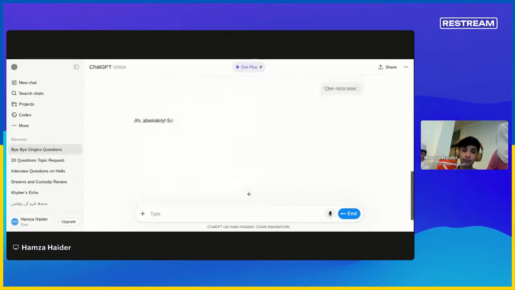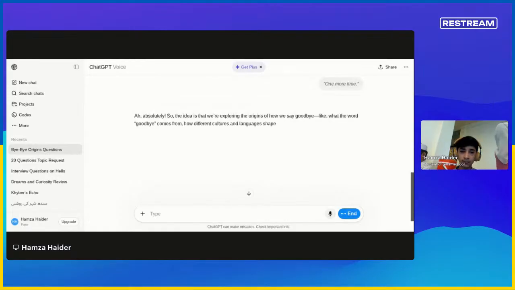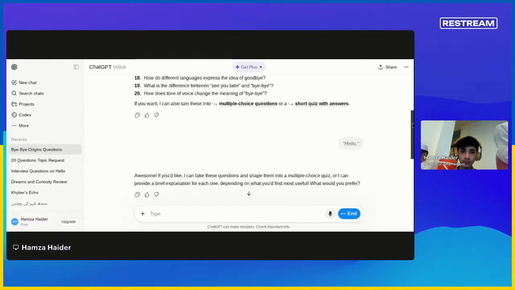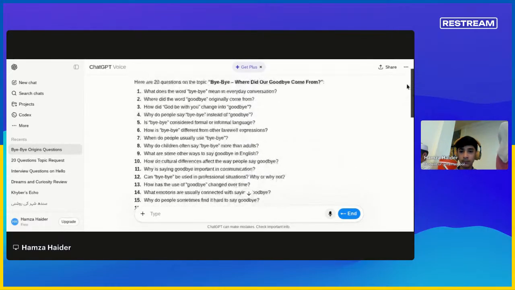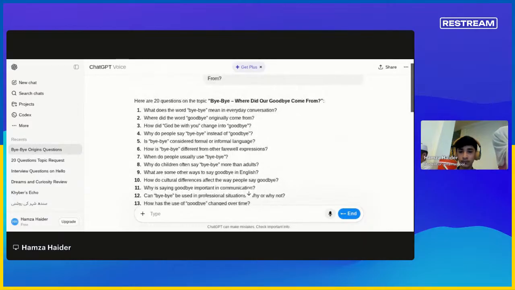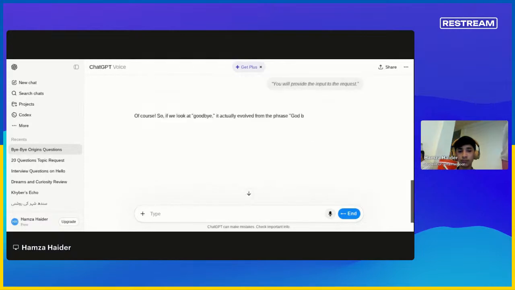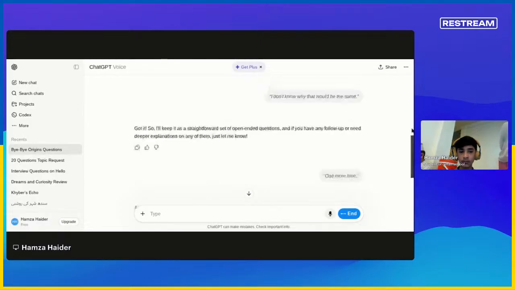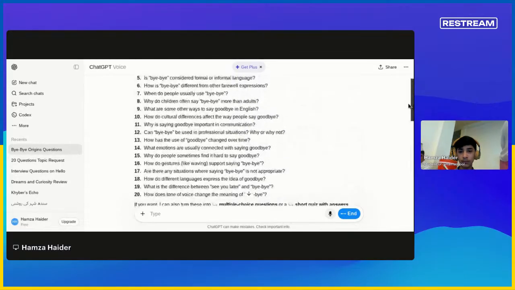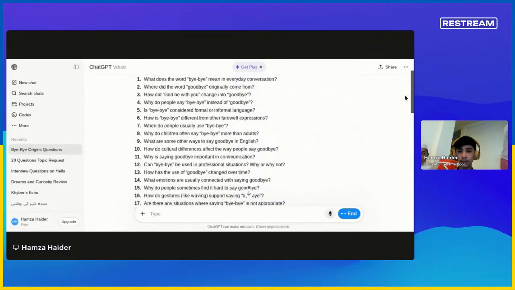Absolutely. So the idea is that we're exploring the origins. Where did the word goodbye originate from? Of course. So if we look at goodbye, it actually evolved from the phrase "God be with you," which was used as a kind of blessing when people parted. Over time, it got shortened, and goodbye, as we know it, became a standard farewell. Similarly, bye-bye is just a kind of playful or casual.